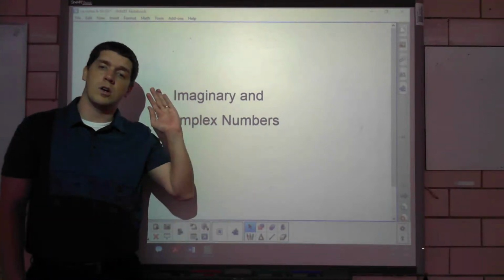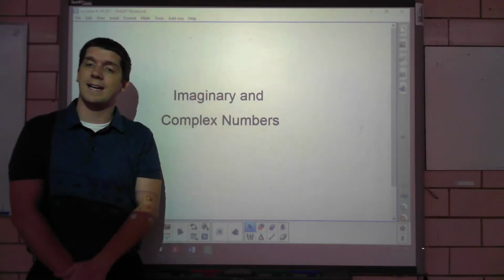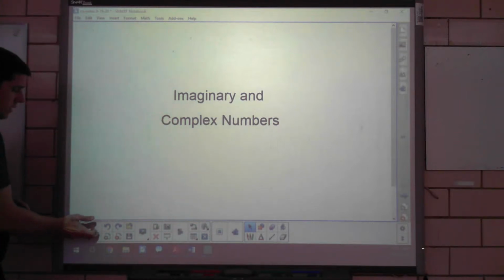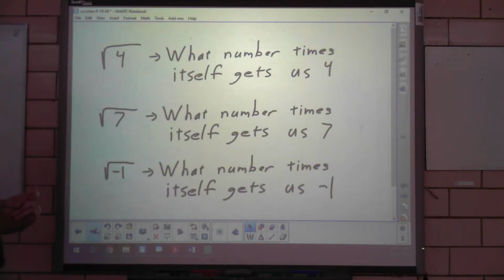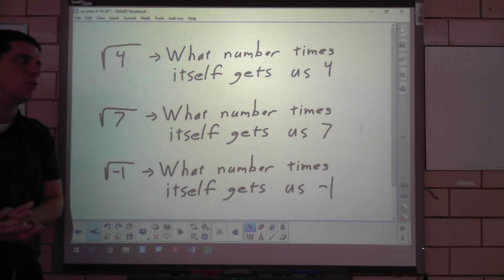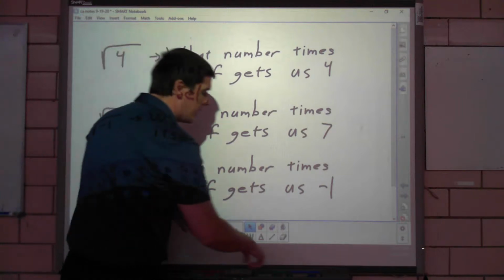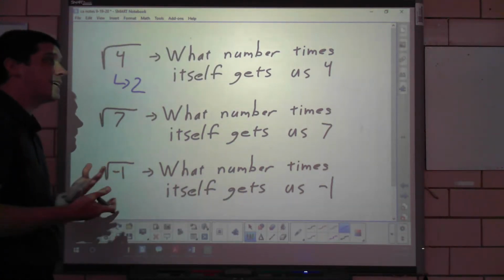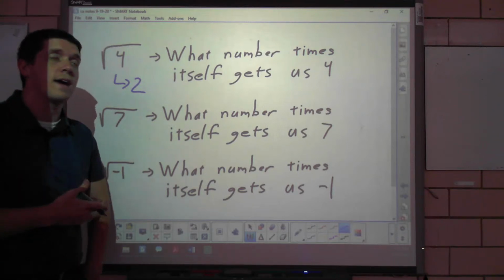So we got a lot to cover, so I want to go ahead and dive right into it. We'll be talking about imaginary and complex numbers. So let's start off with this question right here. When we say the square root of 4, what we're really saying is what number times itself gets us 4? And the answer to that is 2. I mean, 2 times itself gets us to that 4.